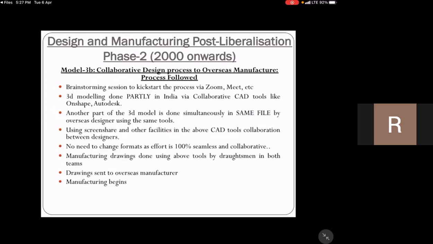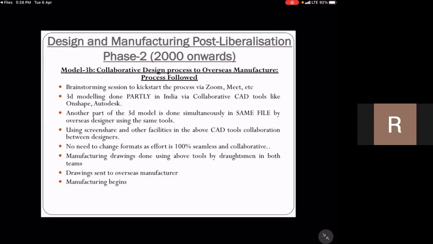So this is the current era. This is the second or third model. This is the current era. I have not yet done any projects in this type of collaborative process, but this is the process which is going to be the future, and this is what is starting now. Here, it is not like we design and send it to an overseas designer, or the overseas designer designs it and sends it to us. There are tools like Onshape and Autodesk Fusion 360, where design can be done simultaneously by an Indian designer and an overseas designer on the same product file.